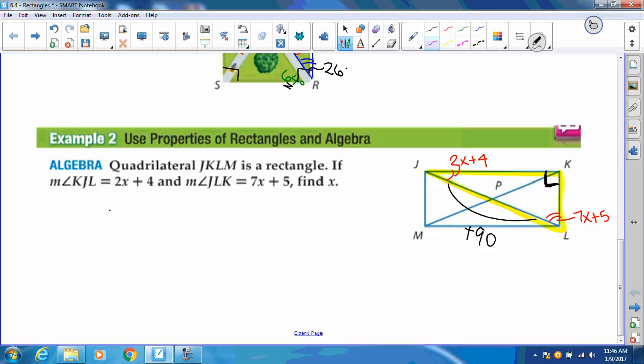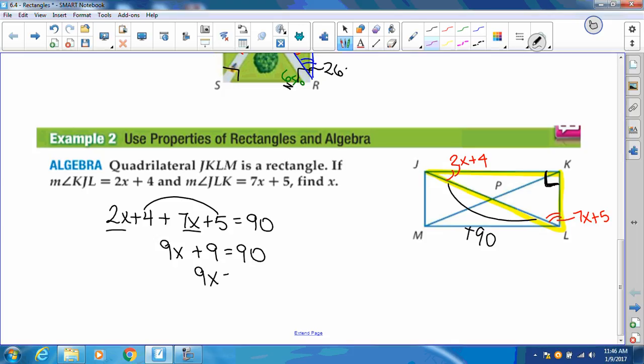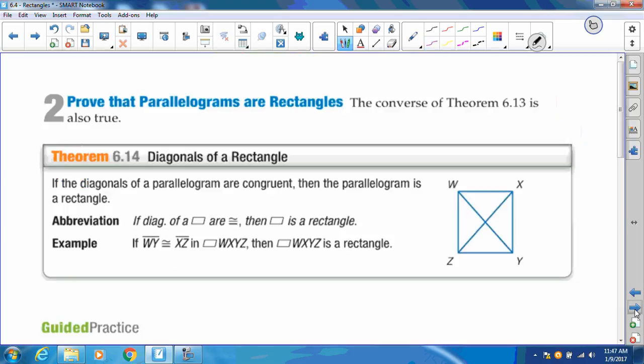So 2x plus 4 plus 7x plus 5 would be equal to 90. And then we're going to combine like terms. 2x and 7x is 9x. 4 and 5 is 9. And then we're going to solve. So we're going to subtract 9 on both sides, and we're going to divide by 9. So x is 9.